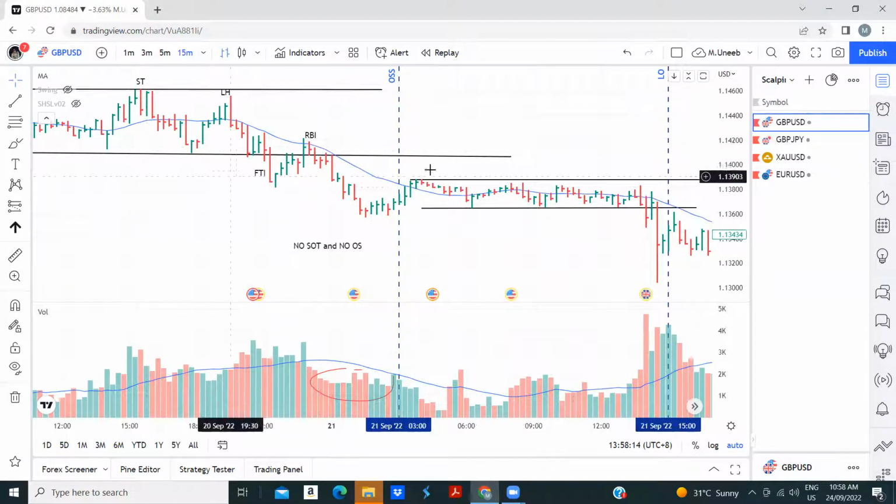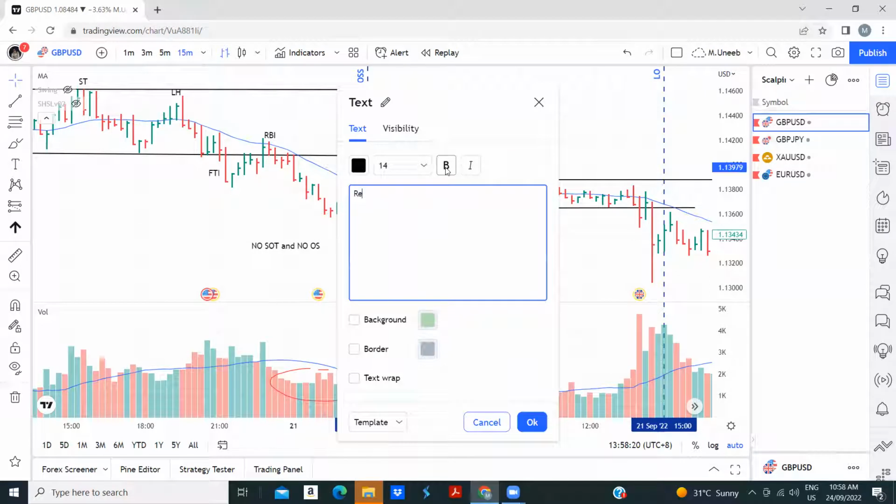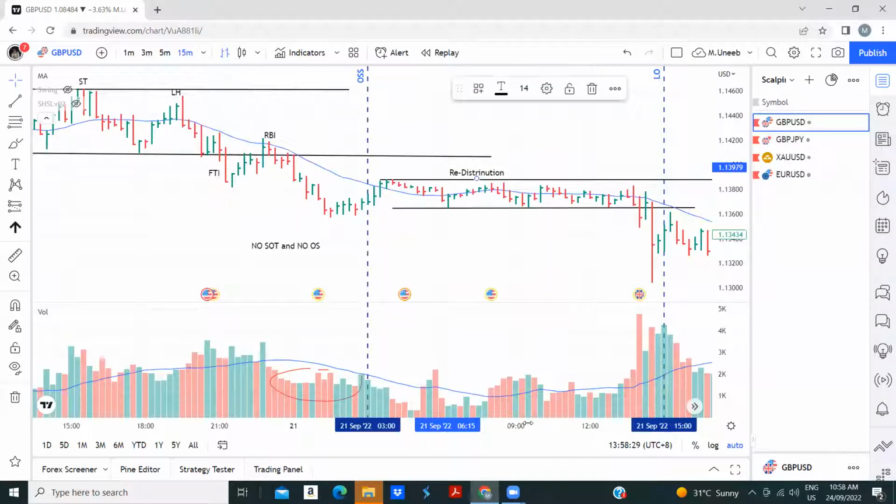So this range after FTI follows what? Redistribution. Now you know how to distinguish between redistribution and accumulation. All right, you need to check the volume.